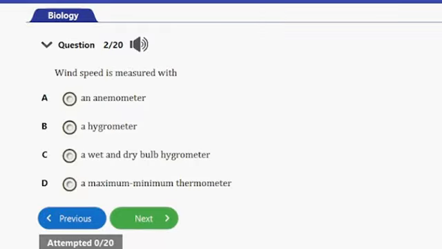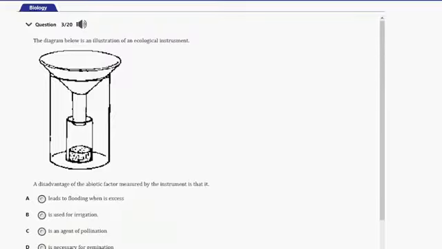Question number 2, it says, wind speed is measured with A, an anemometer, B, a hygrometer, C, a wet and dry bulb hygrometer, and D, a maximum minimum thermometer. So guys, the answer to this question is option A here, and that's an anemometer. So let's consider the next question.